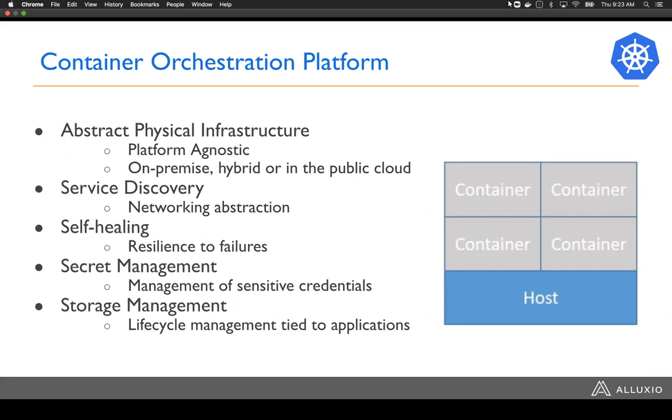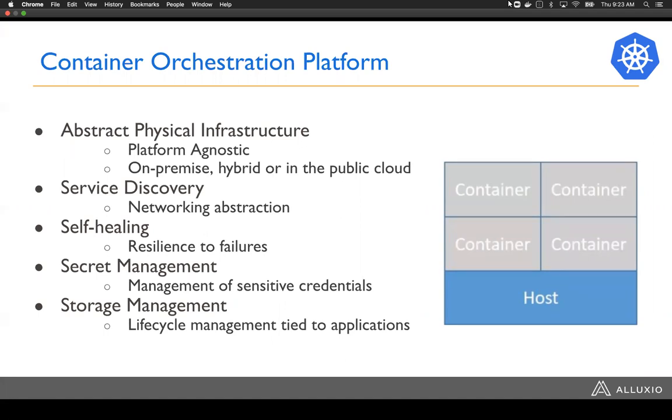Secrets is a way of managing credentials. When Alluxio connects to different storage systems, such as Amazon S3, sensitive credentials such as the access key and the secret key can be stored in the secret store, so that any sensitive data is not readily available to anyone.